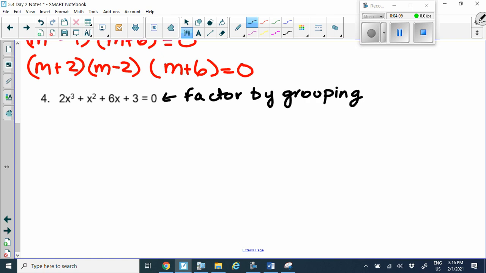Now, this is already set equal to 0, so let's see how many solutions we're going to have. Notice that our degree is 3, since the exponent 3 is the largest or highest exponent, and this is in standard form. So we'll have 3 solutions.